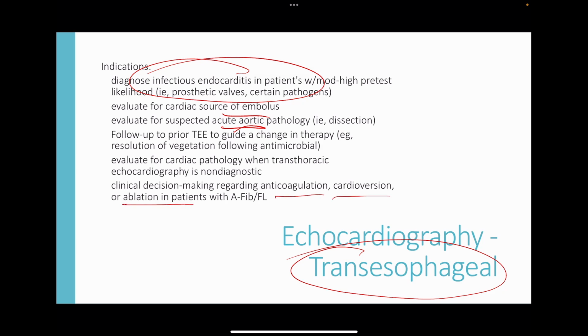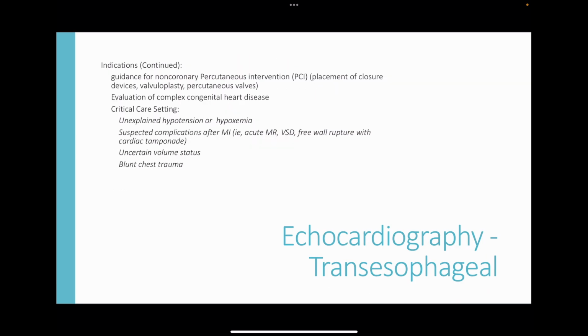Anticoagulation, cardioversion, or ablation in patients with AFib or flutter. You want to make sure the heart structurally is okay, not having any issues, so you can cardiovert them, get them back into normal rhythm, and reduce your risk of strokes. Other indications, again, congenital heart disease, evaluate for non-coronary PCIs. Critical care setting is where it usually is going to be used a lot. Unexplained hypotension, any complications after an MI, volume status, or any blunt chest trauma. The TEE will give better results, again, because it's closer to the heart.